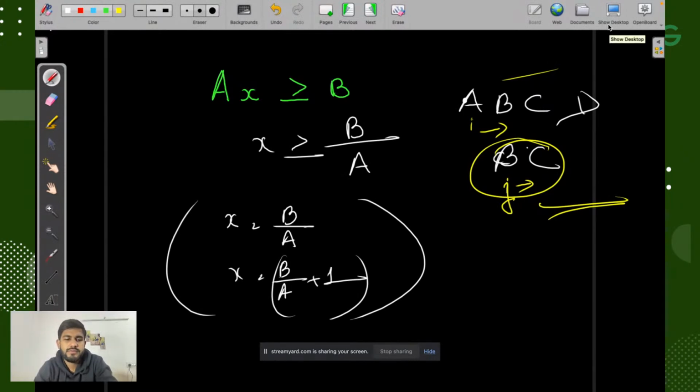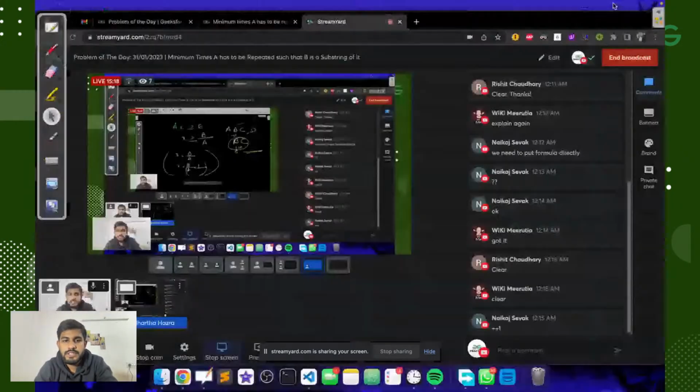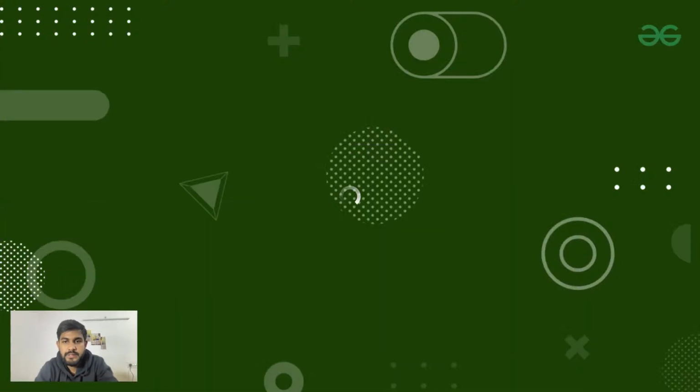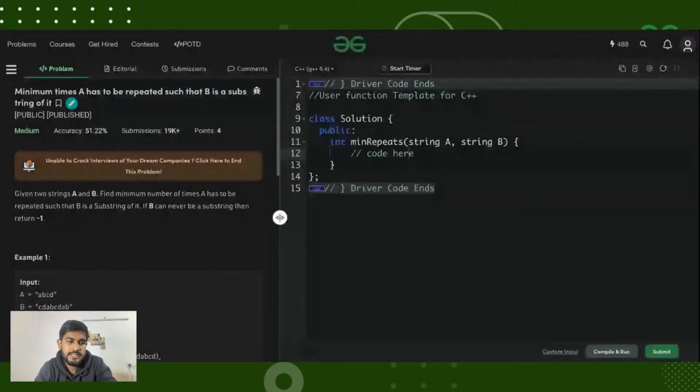So I would just share the tab itself. Minimum number of times a needs to be repeated.